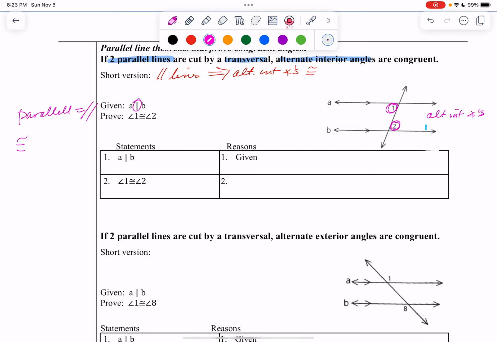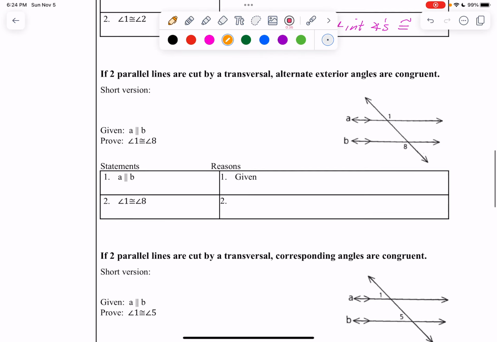So then we use, because I know they're parallel, that's given to me, that's where that little arrow comes from, then I can say parallel lines implies alternate interior angles are congruent. That's it. You're just stating what you know. Because the lines are parallel, the angles are congruent. All right.